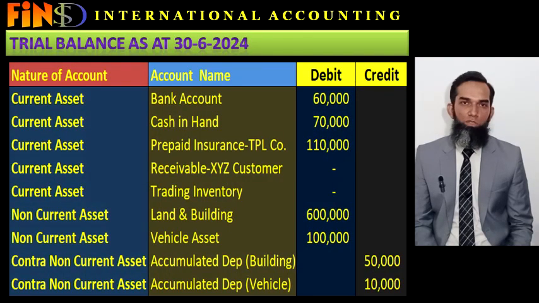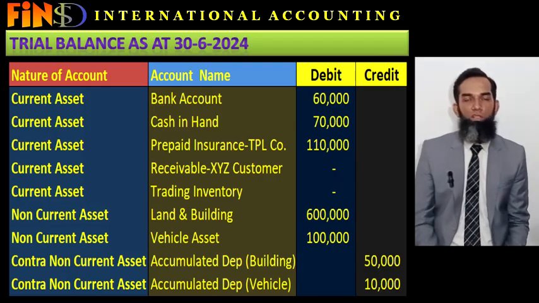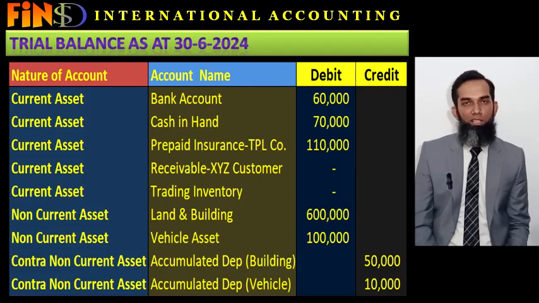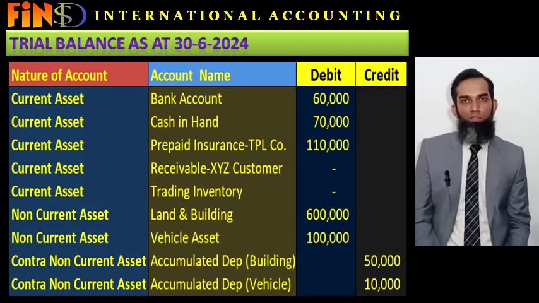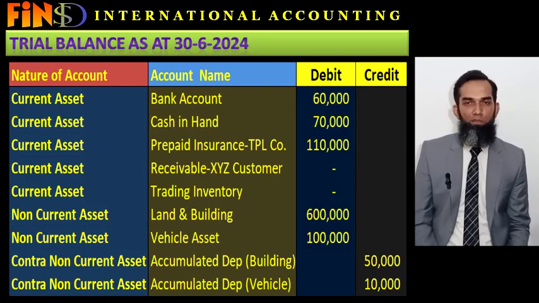Now moving on to review the current situation: what is the trial balance reflecting after all the previous transactions. The current asset bank account is showing 60,000, which we have seen in the general ledger, and the cash in hand is reflected as 70,000. Prepaid insurance is 110,000. So all these asset balances which are in the ledger at 30 June are reflected here.